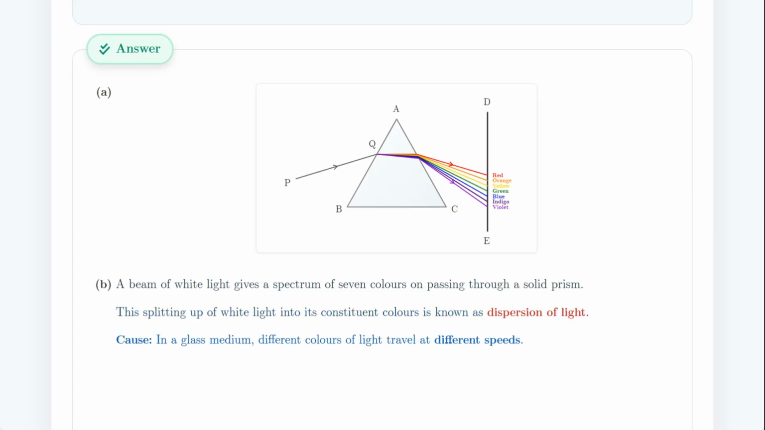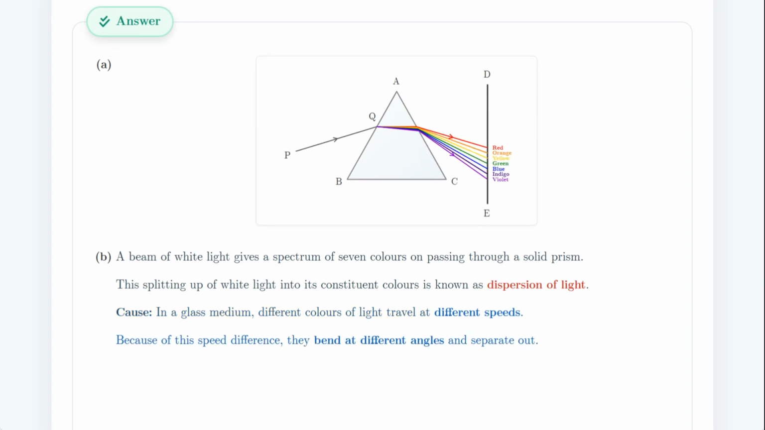What is the cause of this? In a glass medium, different colors of light travel at different speeds. Because of this speed difference, they bend at different angles and separate out.